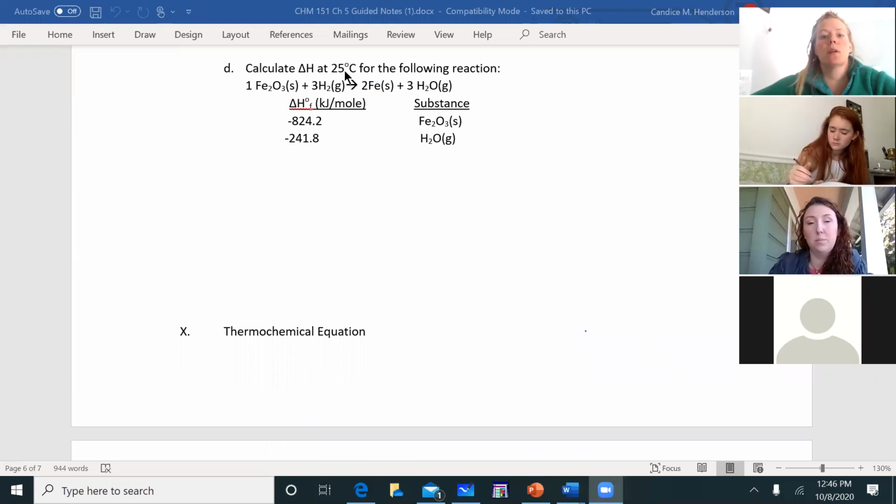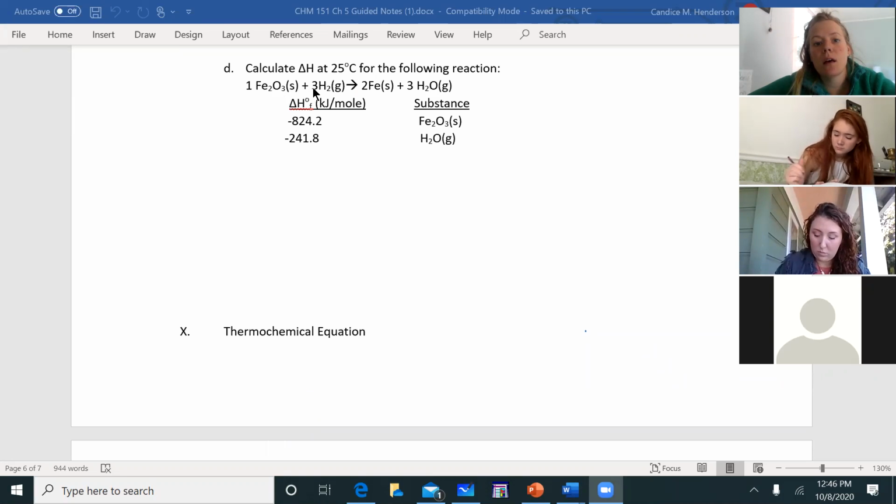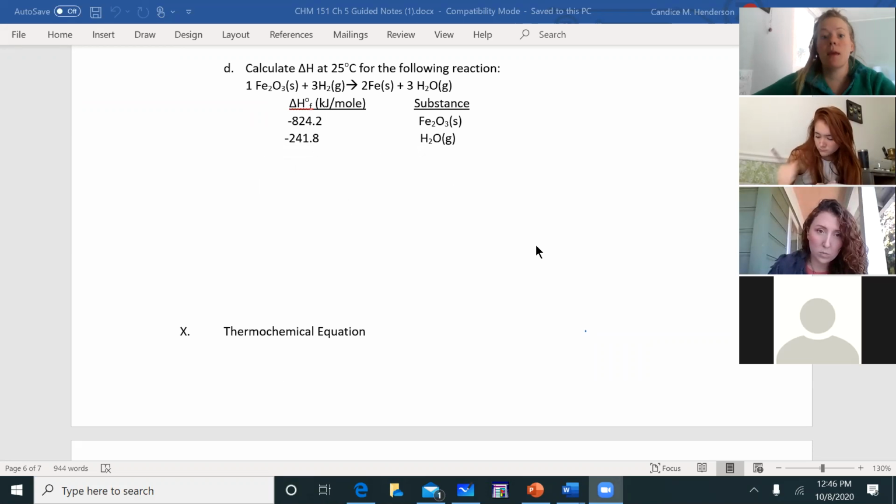Calculate the delta H at 25 degrees Celsius for the following reaction. So we have Fe2O3 solid plus 3H2 gas produces 2 Fe's, 2 irons that are solid, and 3 H2Os in gaseous form. And you can see in this problem, it gives you the delta H of formation. So go ahead and set the equation up, products minus reactants, and make sure to take into account the coefficients.